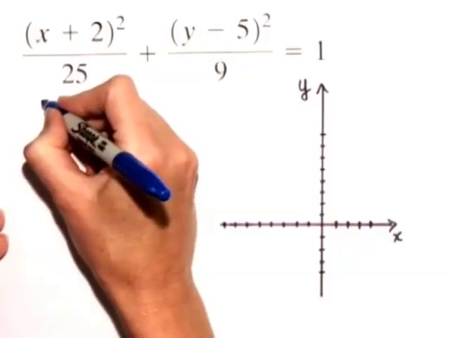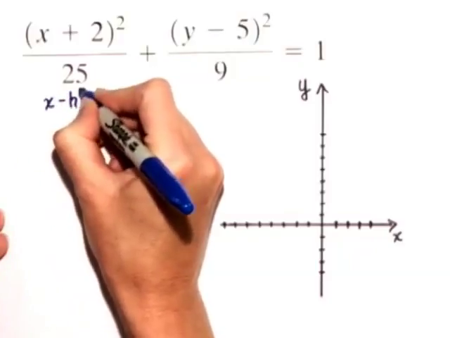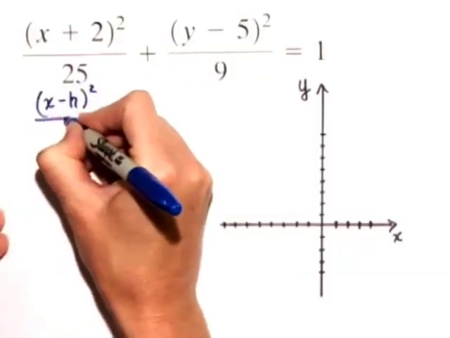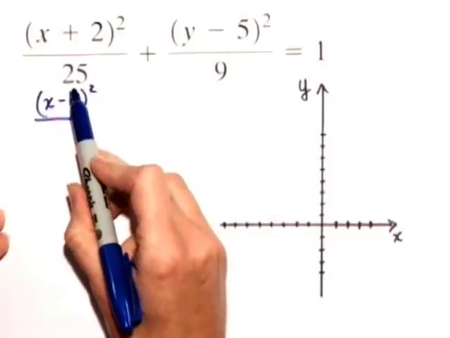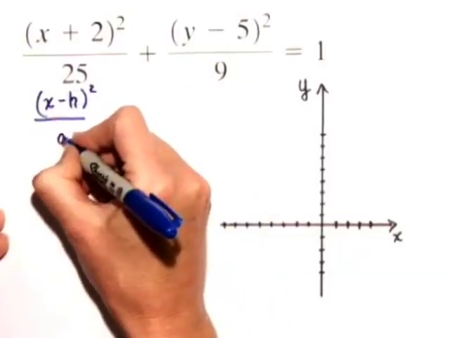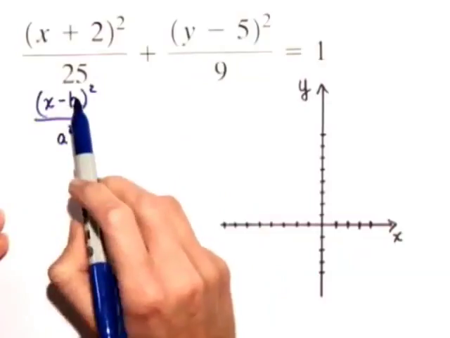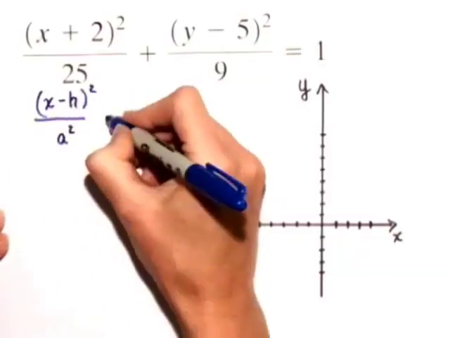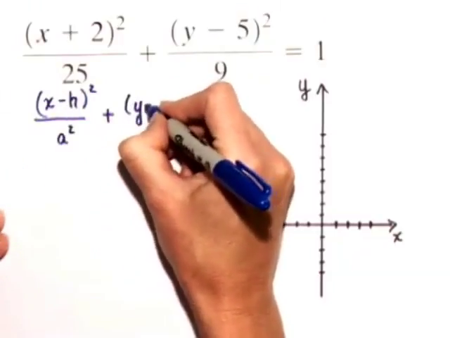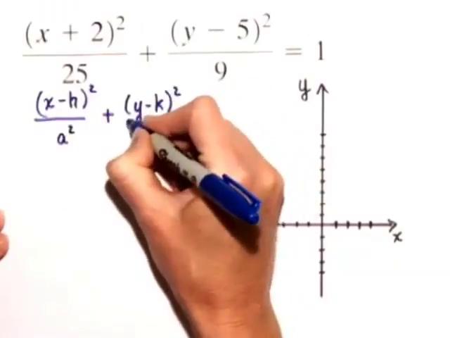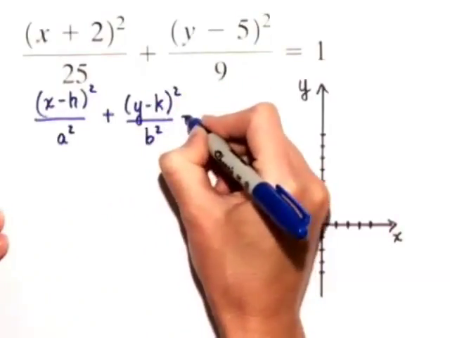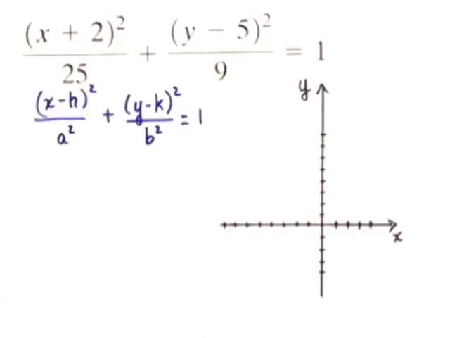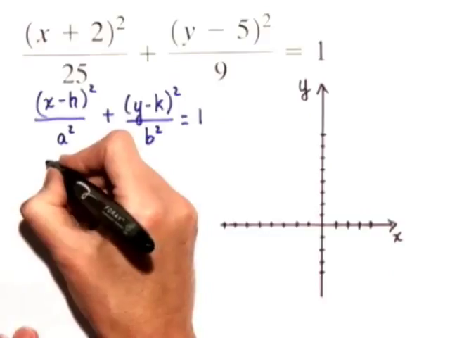The form is (x − h)² over a², plus (y − k)² over b² is equal to 1. We're going to write a² under the x² term because a² is the larger of the two denominators. Whenever we have an ellipse like this in standard form, we can pick out the center as well as a² and b². So let's start off with the center first.